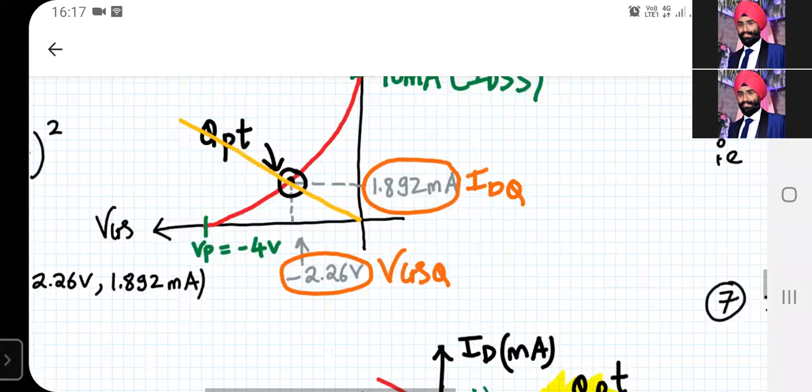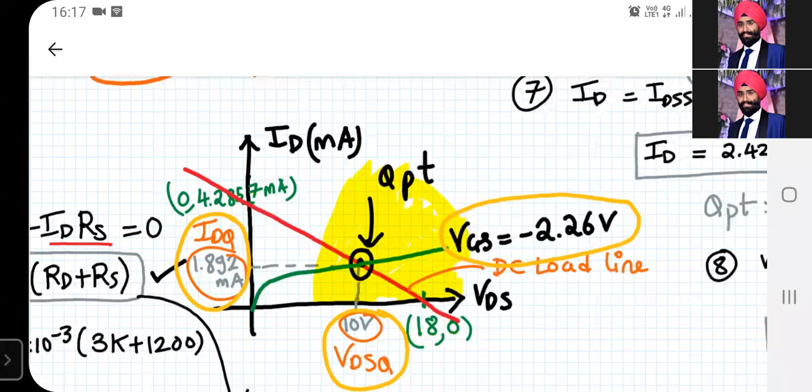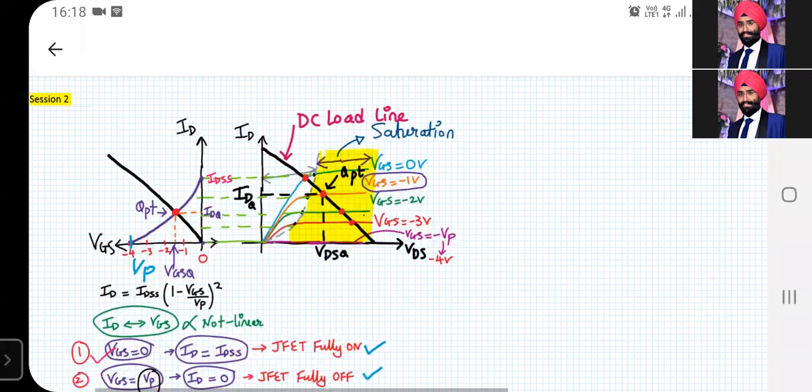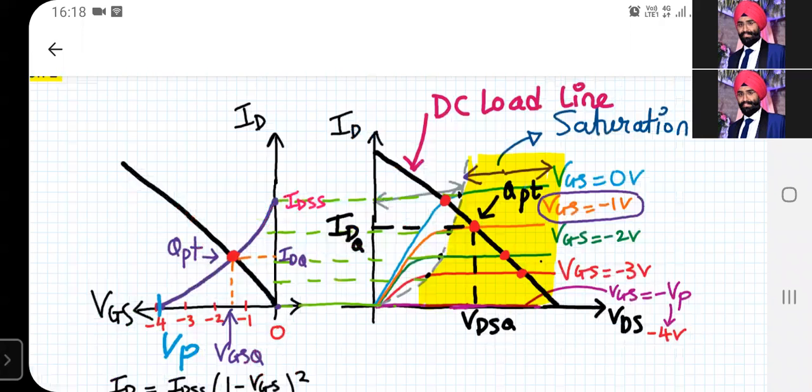Similarly, we have seen this technique and already discussed it in detail. The yellow region shown over here is the saturation region. So our objective of biasing is to establish a Q point so that the JFET wakes up and starts to work in the saturation region. So that was the objective, and we started our session like this. The transfer characteristics and the output characteristics are closely related. The transfer curve is derived from the output characteristics. So whatever DC load line we draw for the output characteristics, similarly we draw the same for the transfer characteristics.